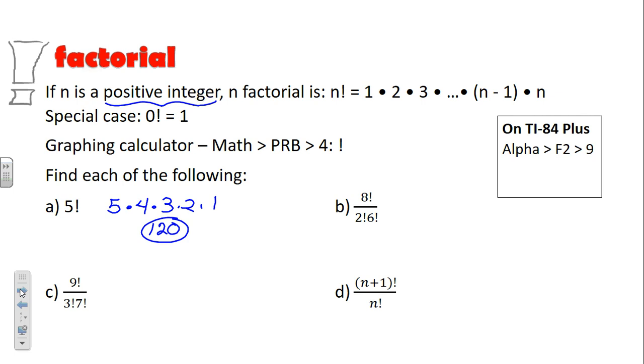So let's think about what 8 factorial divided by 2 factorial times 6 factorial is. Okay? 8 factorial means that we're taking 8 times 7 times 6 times 5 times 4 times 3 times 2 times 1. So far, so good? And 2 factorial means we're taking 2 times 1, and we're supposed to take that times 6 factorial, which is 6 times 5 times 4 times 3 times 2 times 1. See anything in common in both the numerator and denominator? That's 6 factorial, right? So this 6 factorial will cancel with this 6 factorial.